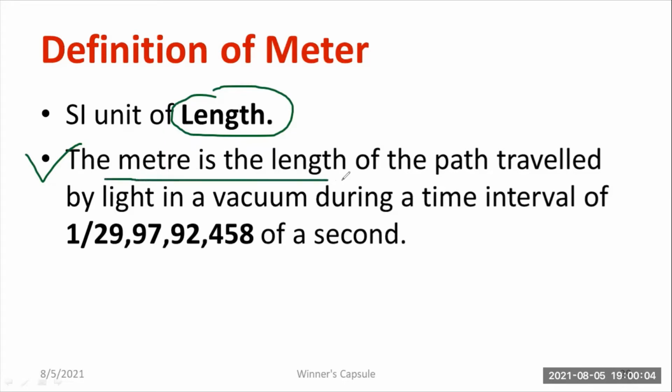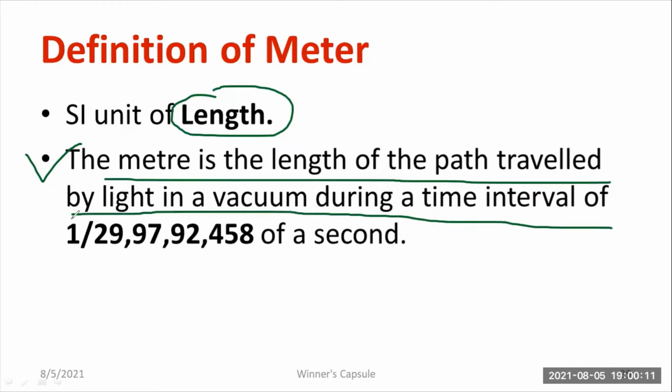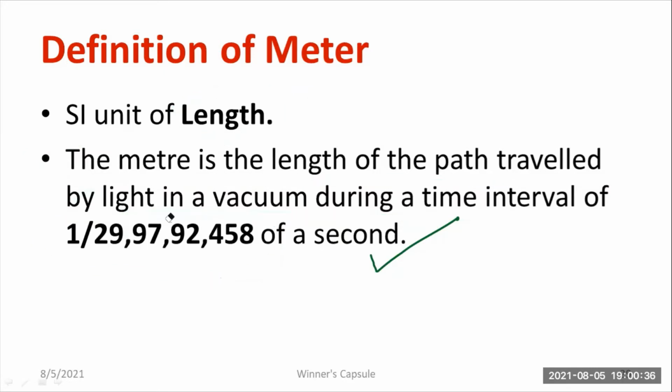The meter is the length of the path traveled by light in vacuum during a time interval of 1 by this much amount. You have to write 1 by 29 crore of a second. So this is the way you can define the particular length. We are going to compare with the path traveled by light in a vacuum medium. So this is the standard definition of length.